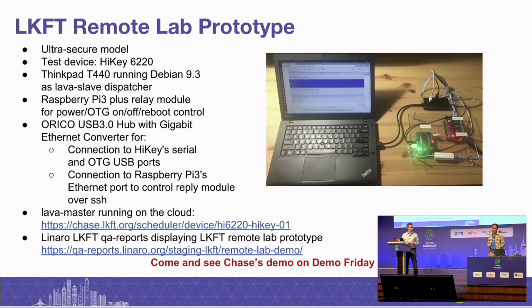This is a mini setup. We also have the PDU and the smart USB hub here for Demo Friday. Okay, so we'll be doing this at Demo Friday with a PDU setup as well. So this is a powered USB hub, and he's doing all the power, OTG, on-off, reboot control with the Raspberry Pi 3 relay module. And like I said, the LAVA master is running on the cloud, and QA Reports is running from Linaro's QA Reports. So when you look at this later, you can hit these links, and you can see the results of the demo that he's actually running right now.